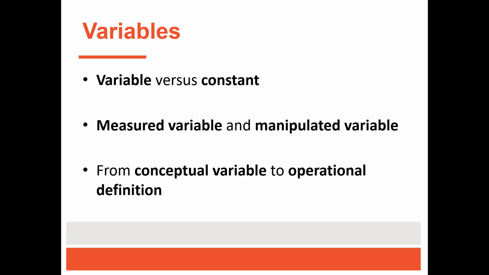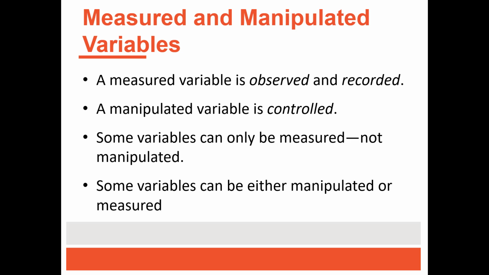Next, let's talk about some different types of variables. I'll talk about the difference between a measured variable and a manipulated variable, as well as the relationship between a conceptual variable and an operational definition of a variable. Let's start off by looking at the difference between measured and manipulated variables. In a study, researchers either measure or manipulate variables. Measured variables are observed and recorded by the researcher. Examples of a measured variable include height, IQ, gender, or hair color. However, psychologists also measure more abstract variables, such as depression or stress.